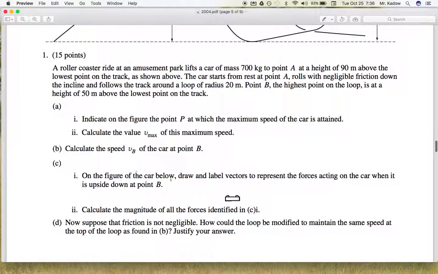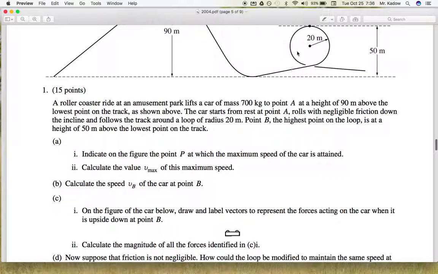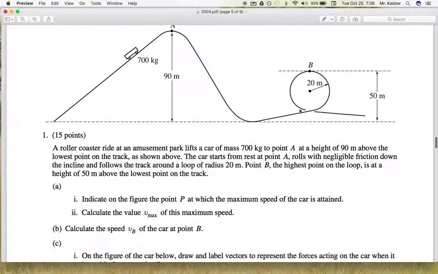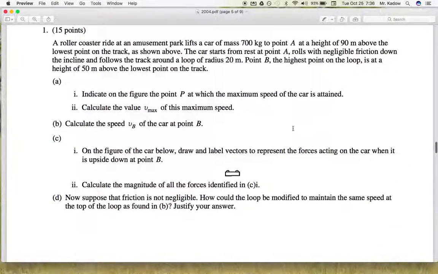On the figure of the car below, the car is upside down, meaning that it's at point B, it's going around the loop. What are the forces acting on it? Well, there are two. There's the weight of the vehicle trying to pull it down towards the center of the Earth. There's also the normal force of the track pushing down on the car. And both of those combine to make the centripetal force that keeps the car going around the circle.